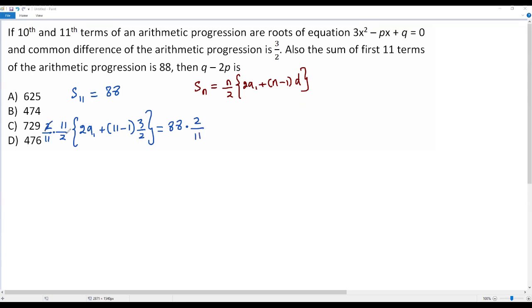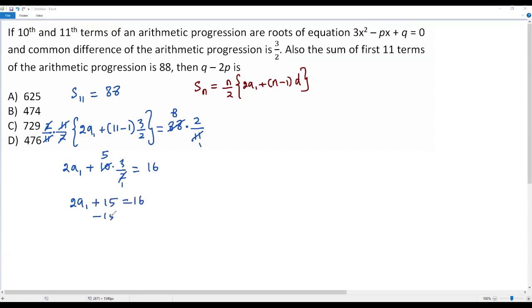Here the 2 will cancel out, and the 11 will cancel out. I'm getting 2 times (a1 + (11 − 1) times 3/2), which equals, 11 goes into 11 one time, 11 goes into 88 eight times, then 8 times 2 is 16. Here 2 goes into 2 one time, 2 goes into 10 five times, then I'm getting 2 times (a1 + 5 times 3, which is 15) equals 16.